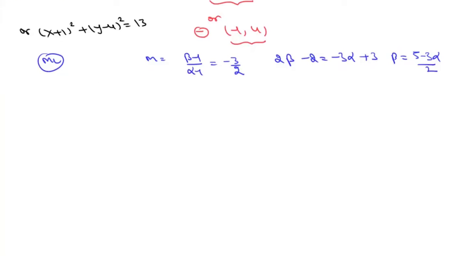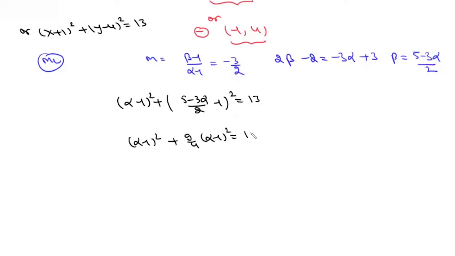Now we know that the point on the circle is (1, 1) and the radius is under root 13. So we can write (alpha minus 1) whole square plus (beta minus 1), that is ((5 minus 3 alpha) by 2 minus 1) whole square, equal to 13. Now this is (alpha minus 1) whole square, and here it will be 5 minus 2, 3, there will be 9 by 4 (alpha minus 1) whole square, and that will be equal to 13. So basically we'll get (alpha minus 1) whole square as 4. So alpha minus 1 will be plus or minus 2. So we'll get alpha as either 3 or alpha as minus 1.